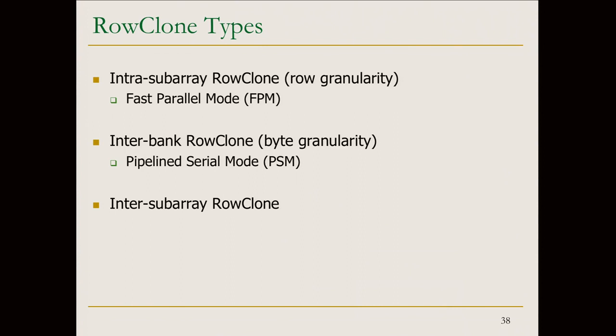So the paper introduces types of RowClone. One is intra-subarray RowClone. It's called the fast parallel mode. In this case, the copy occurs at the row granularity, which may be different from the page granularity, which I'm not going to talk about, but the paper covers that. The second type is interbank RowClone. It's byte granularity copy. I'm going to give you examples of this. It's called pipeline serial mode. And the last one is inter-subarray RowClone, which basically tries to copy from one subarray to another subarray. It turns out this is not very efficient, so later work has developed mechanisms to make it more efficient.